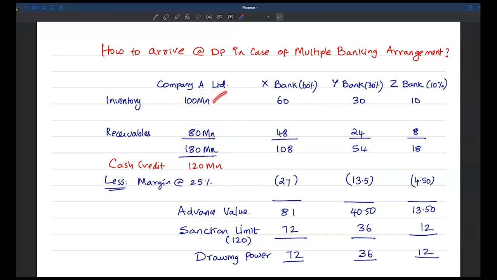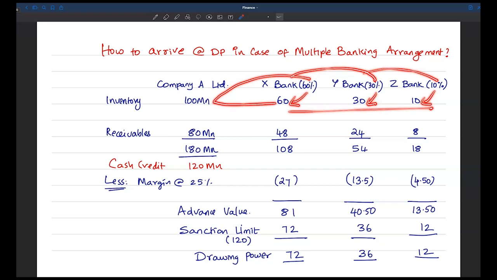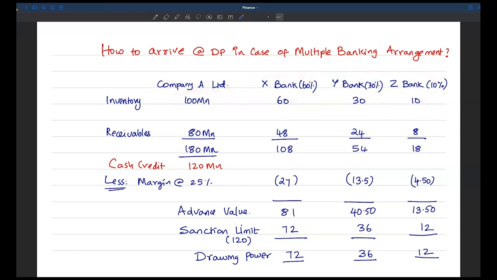Of this 100 million, 60% will go to Bank X, and 30% will go to Bank Y, and 10% will go to Bank Z, and these numbers are basically calculated on this 100 million. 100 into 60%, 30%, 10%. Similarly, receivables 80 million they have. 60% of this 80 million will go to Bank X, 30% of 80 million will go to Bank Y, and 10% of 80 million will go to Bank Z.